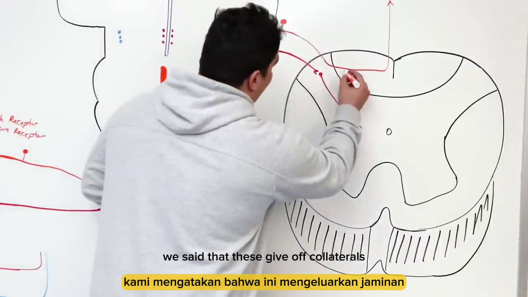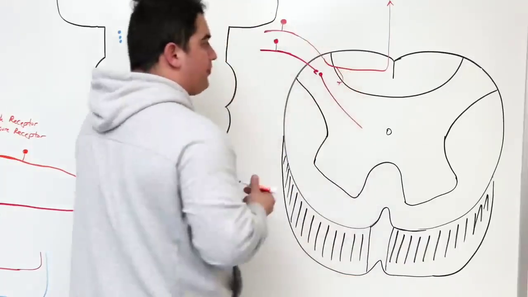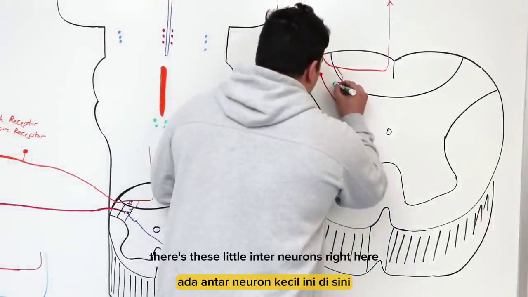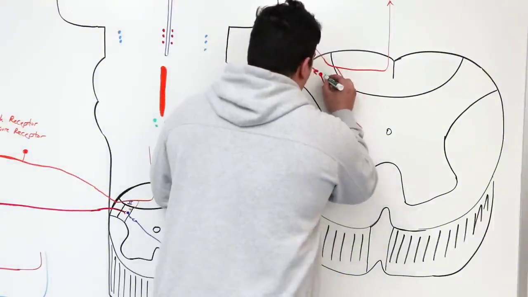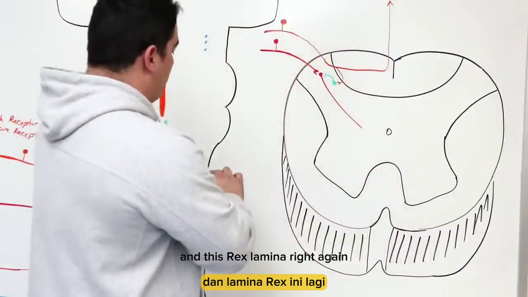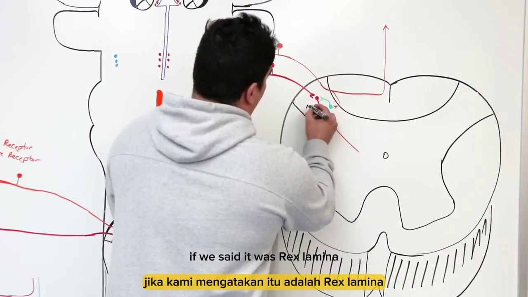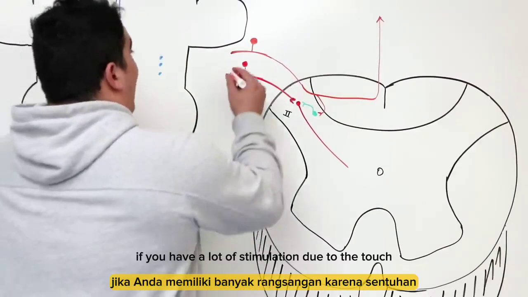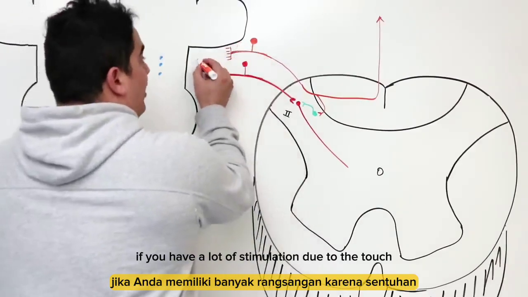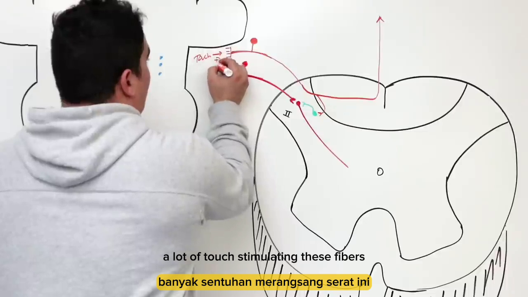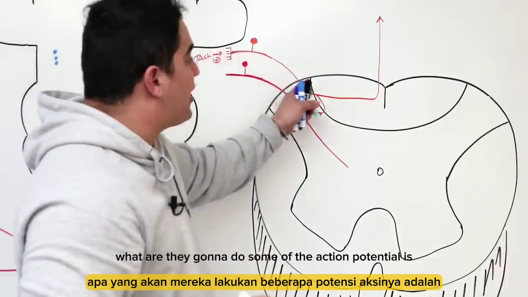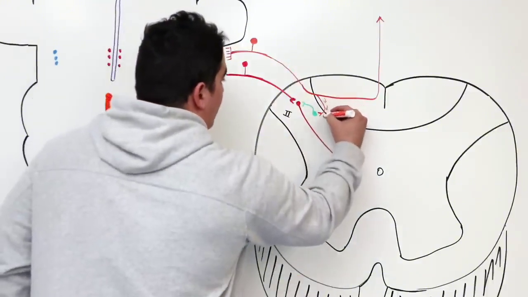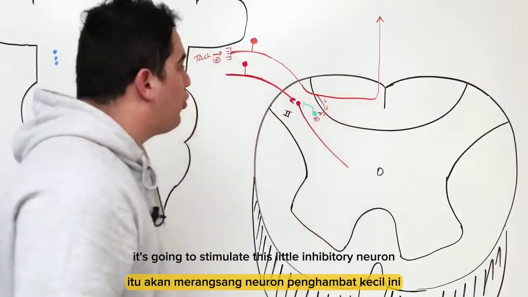But what happens is we said that these give off collaterals. They give off these collaterals. There's these little interneurons right here. And this Rexed lamina, right? And again, what was this Rexed lamina right here? It's the Rexed lamina where the substantia gelatinosa of Rolando is. If you have a lot of stimulation due to the touch, a lot of touch stimulating these fibers, what are they going to do? Some of the action potentials are going to spill over into this collateral. When it spills over into this collateral, it's going to stimulate this little inhibitory neuron.